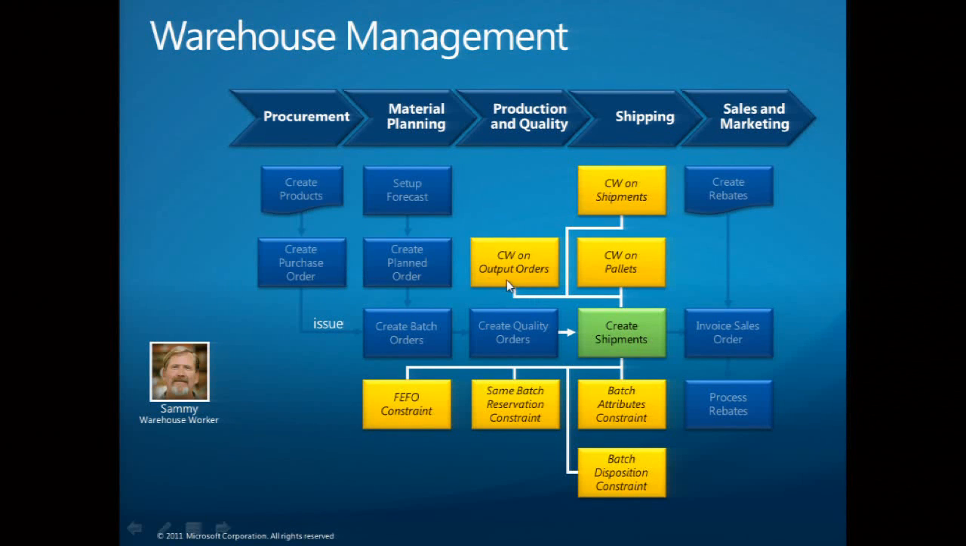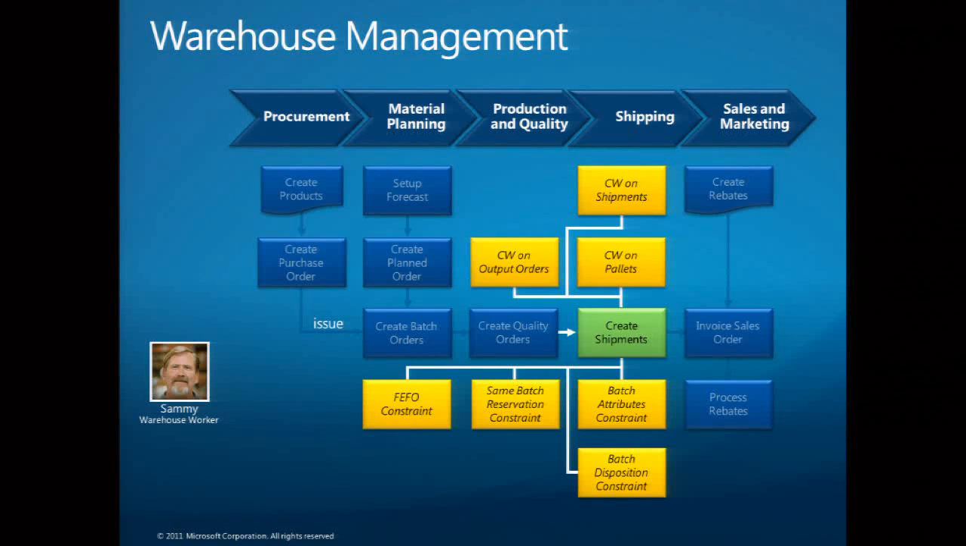Then you can also have catch weight on output orders. You can also have catch weight on pallets. So if you're creating pallet transports, they will have catch weight on them. We will show you that shortly. But that is just one part of warehouse management 2, that it is enabled to work with dual unit of measure.